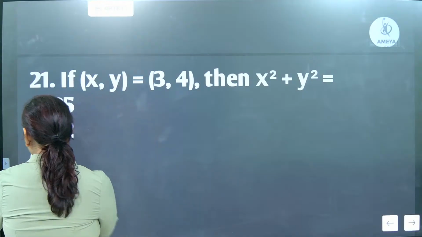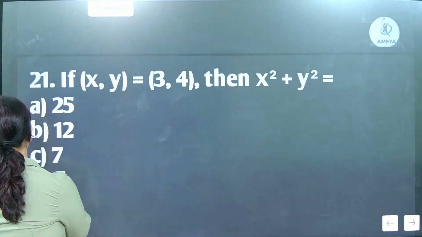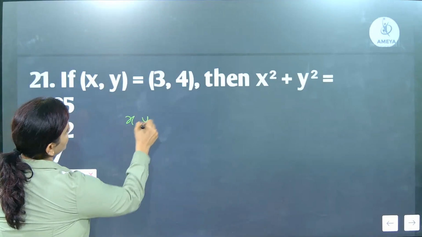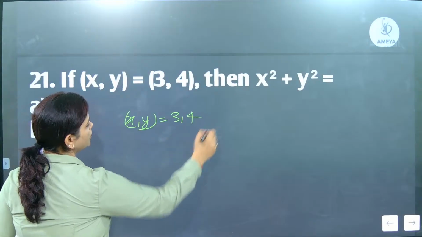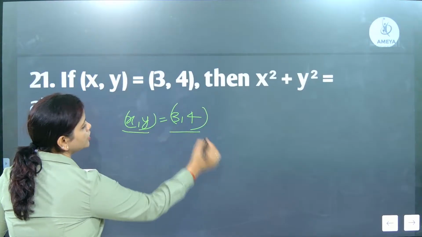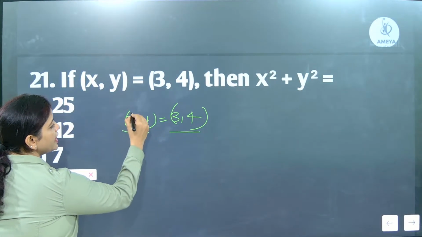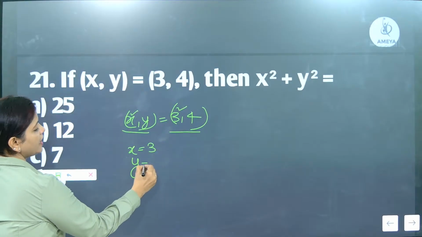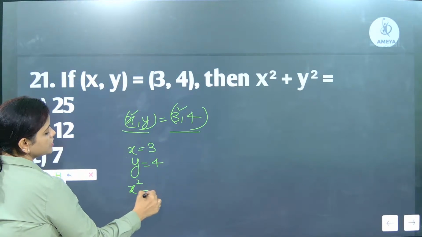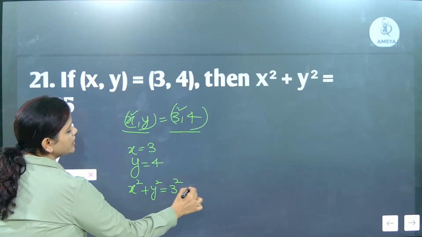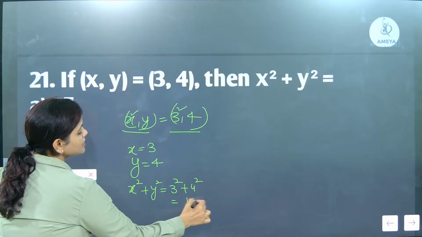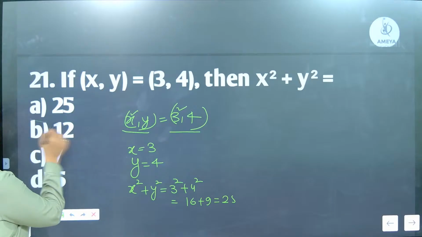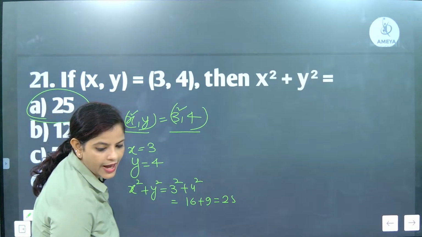Now look here. When you are solving any question, please pay attention here. Now understand this one. X comma y is equal to 3 comma 4 is there. So ordered pair left side will be equal to right side. So here X will be equal to 3. So our x value is 3. What is the value of y? 4. Now we are going to square it. X square plus y square is equal to 3 square plus 4 square. What is the value? 9 plus 16, it is coming as 25. What is the option? Option is A. Absolutely correct.